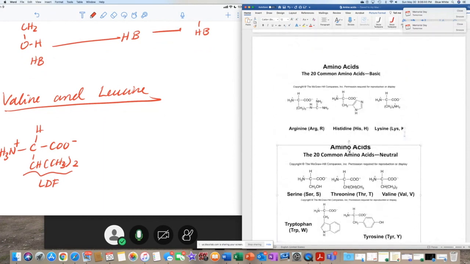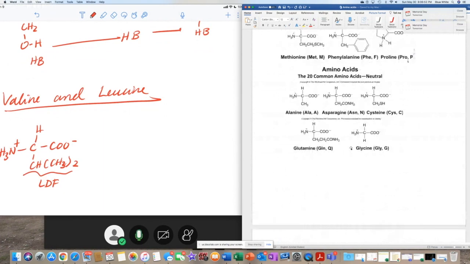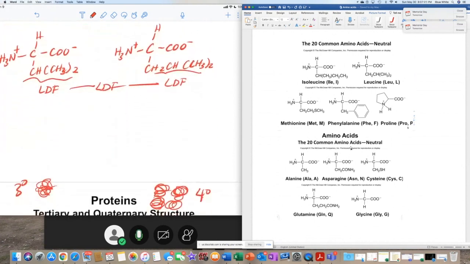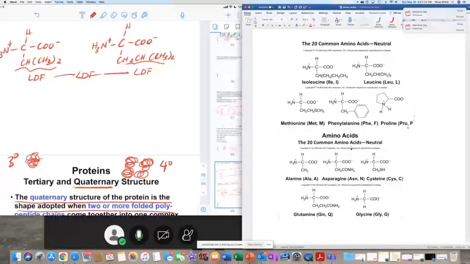I need to find leucine. Where is leucine? Where are you, dear leucine? There you are. COO minus, NH3 positive, CH2CH3, 2, also LDF. So guess what? Since they both have LDF capacity, that's what they do with each other. The LDF, London dispersion force. They're both nonpolar, right?